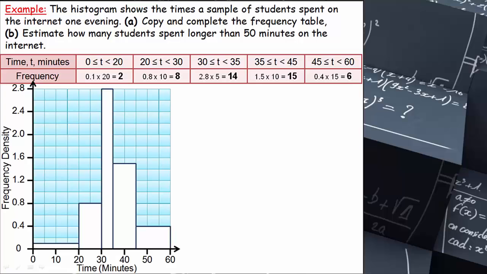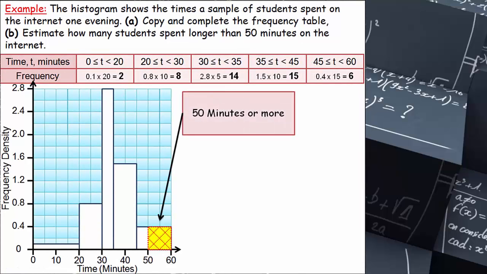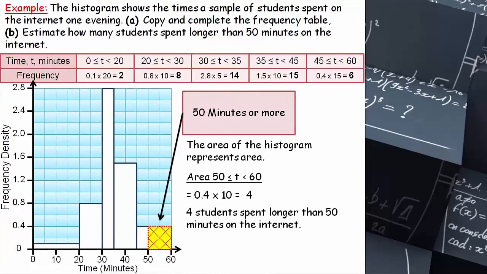Part B of this question asks you to estimate the number of students who spent longer than 50 minutes on the internet. You need to take a look at the bar that has 50 minutes in it. This will be located on your x-axis. You can see that the class interval gives you from 50 to 60 and the height of that bar is 0.4. So in order to work out the frequency of that, we do 10 multiplied by 0.4 to get our answer.